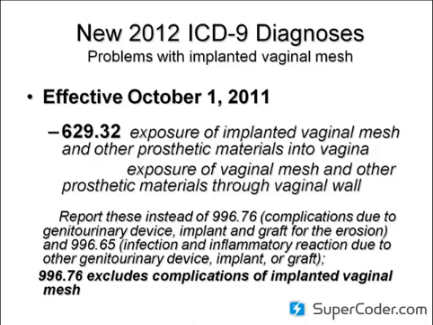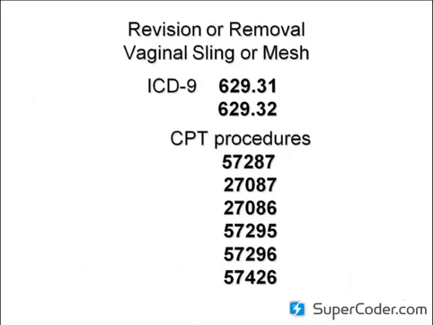So now, when we have a revision or removal of a vaginal sling or mesh, we should be using, if appropriate, the code 629.31 and 629.32 in many of the CPT procedures, such as 57287, which is a vaginal revision or removal of a sling, 27087 and 27086. This would be abdominal or retropubic revision or removal of the sling.